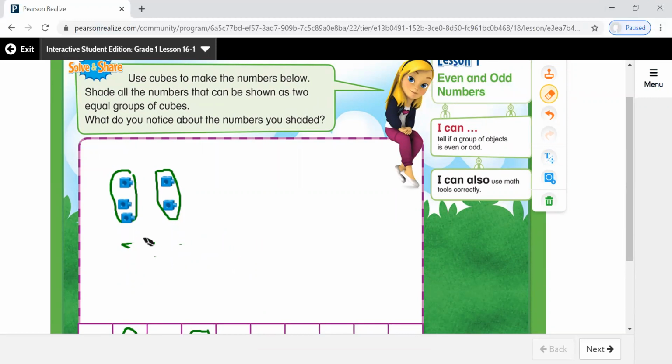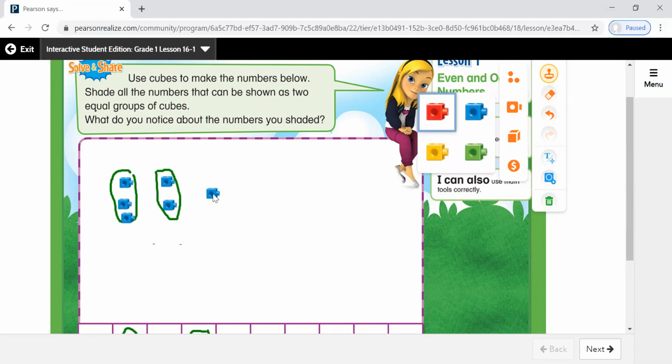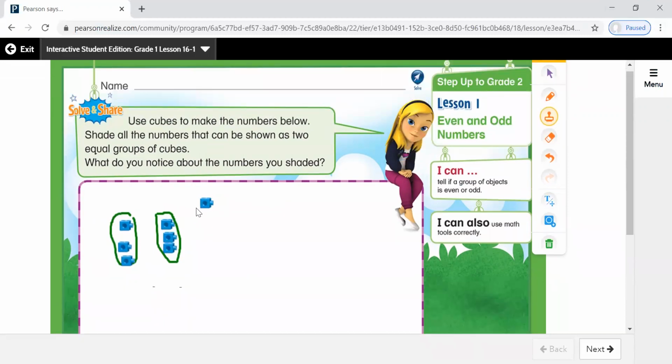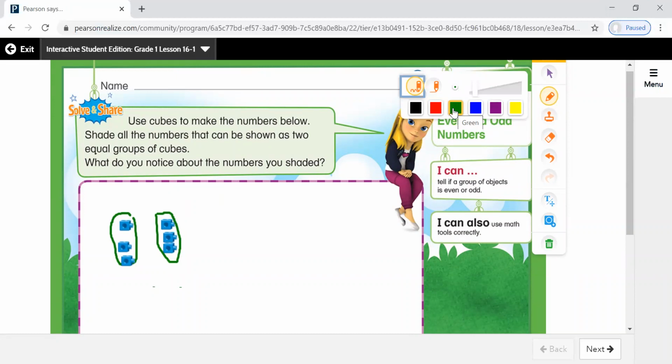Now, if I have 6 cubes, here we have 5. Now, I want to add this. I have 6 cubes. Can I put them into two equal groups? As you see, yes, I can. Each group has 3 cubes. So I have here 3. But I have here what?